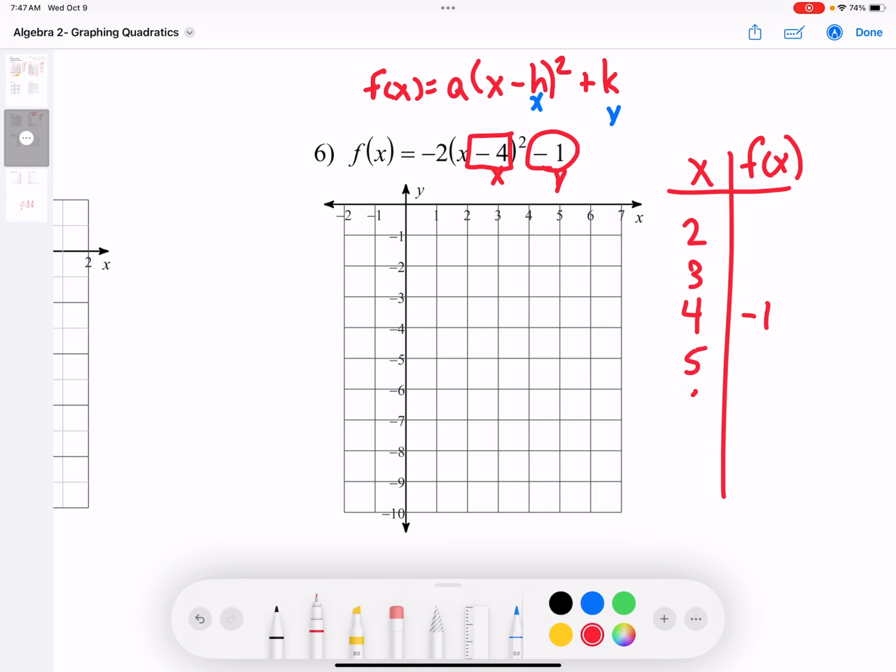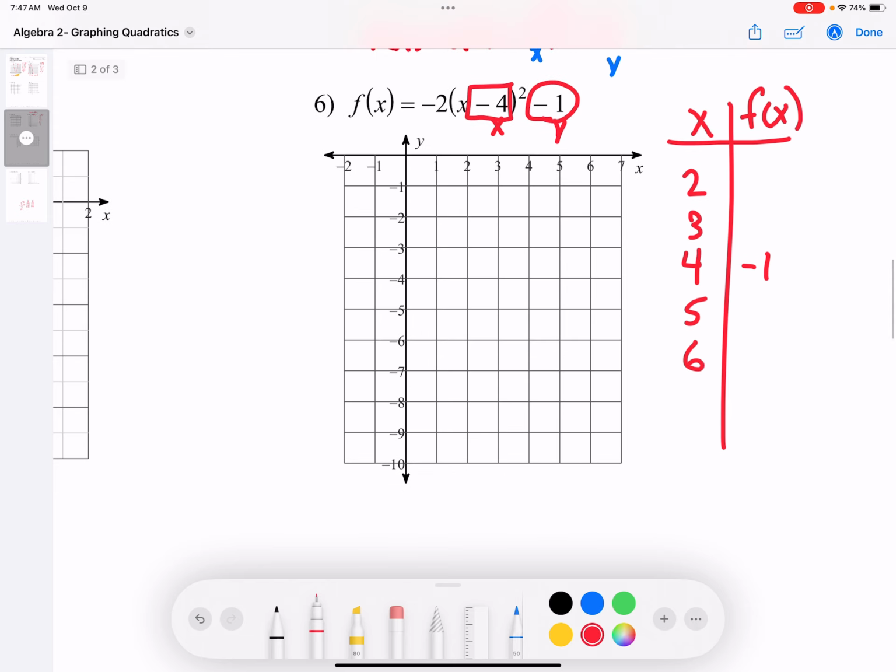And 1 more than 5 is 6. So those are my 5 values I'm going to use. Next, I do recommend you write this down at least once, and then you can just plug it into your calculator. And we're not using -2, we're using +2. So we're going to do f of 2 equals -2 parentheses 2 minus 4 squared minus 1.